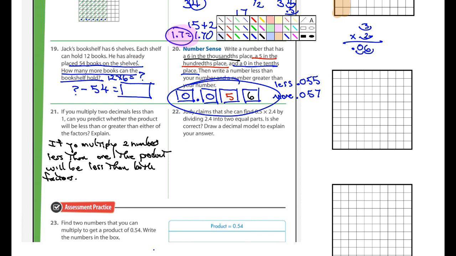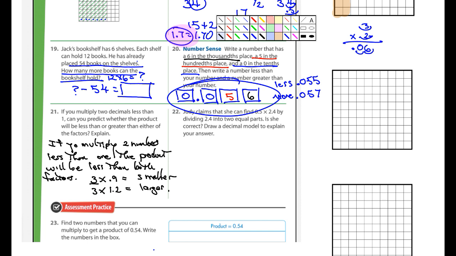So anytime we talked about this right at the very end of the day, if I multiply 3 times a number that's less than 1, how about 0.9? 3 is going to be smaller. If I multiply 3 times a number that's greater than 1, how about 1.2, because that's greater than 1, it's going to be larger. All right? So if you copy that down for 21, I'll be happy with that.